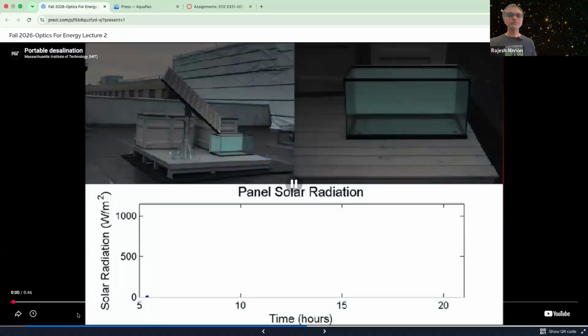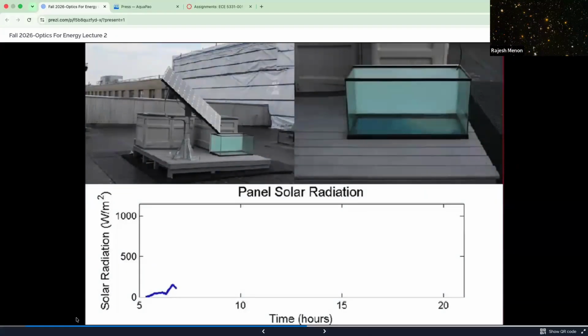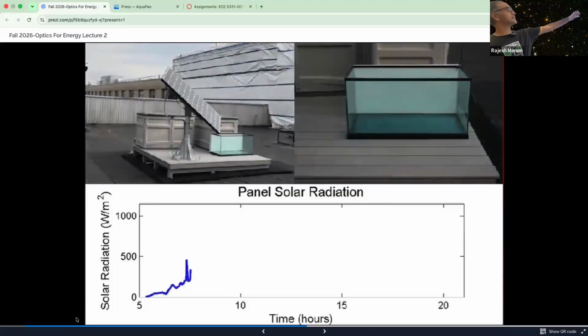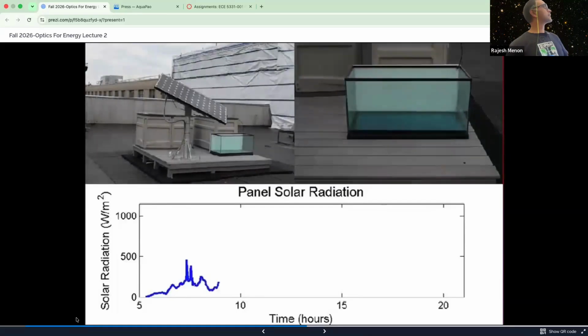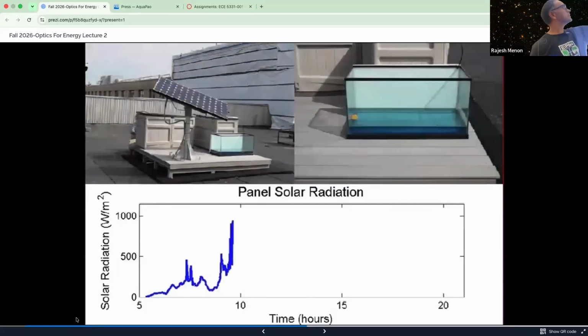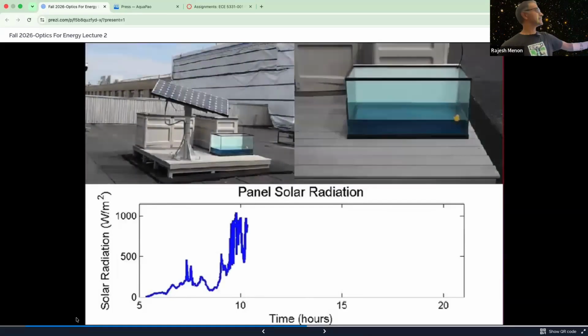So this is on the roof of one of the buildings. I was a student there, so I know about this. You can see it's tracking the sun, pumping the water into the aquarium, building it up. You can see the video. They put a nice rubber ducky so you can see it.